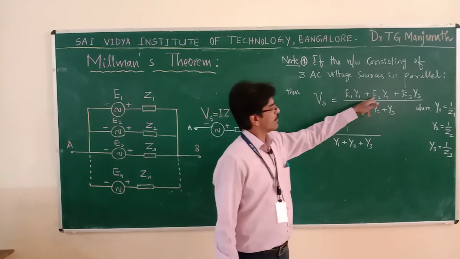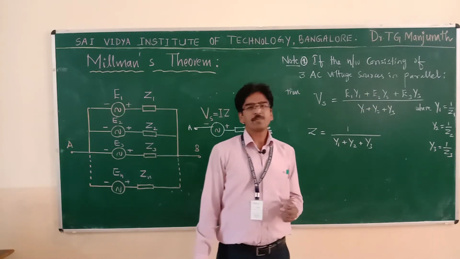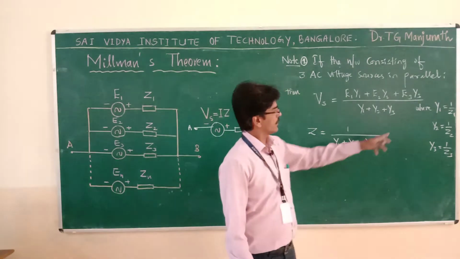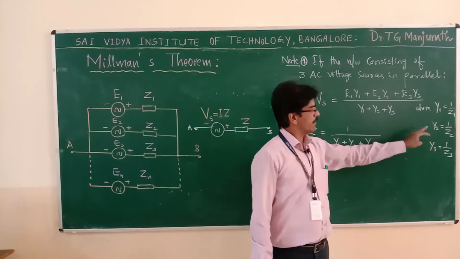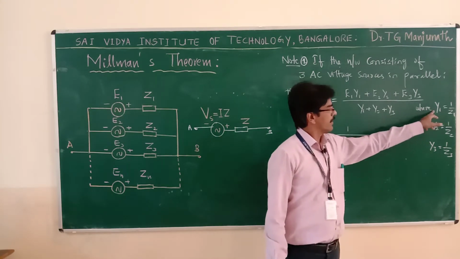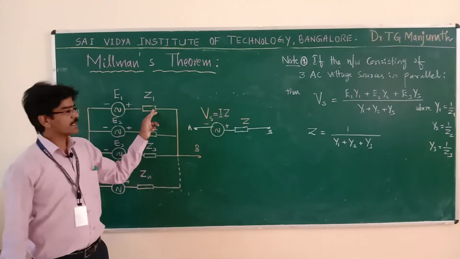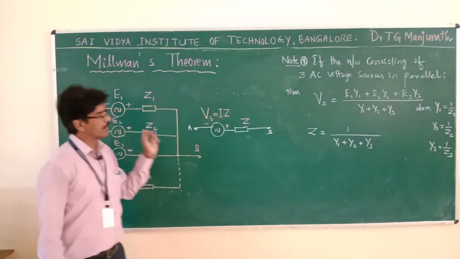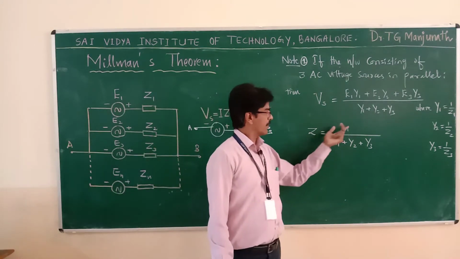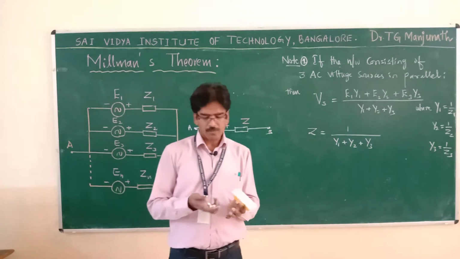Here E1, E2, E3 represent the voltage source values. Y1, Y2, Y3 represent the admittances of these voltage sources, where Y1 is equal to 1 by Z1, Y2 equal to 1 by Z2, Y3 equal to 1 by Z3. So the inverse of impedance is admittance. Z1, Z2, Z3 are the impedances connected in series with the sources. Then how to find the impedance Z? That impedance Z is given by 1 divided by Y1 plus Y2 plus Y3. That's all, you just make use of the formula.